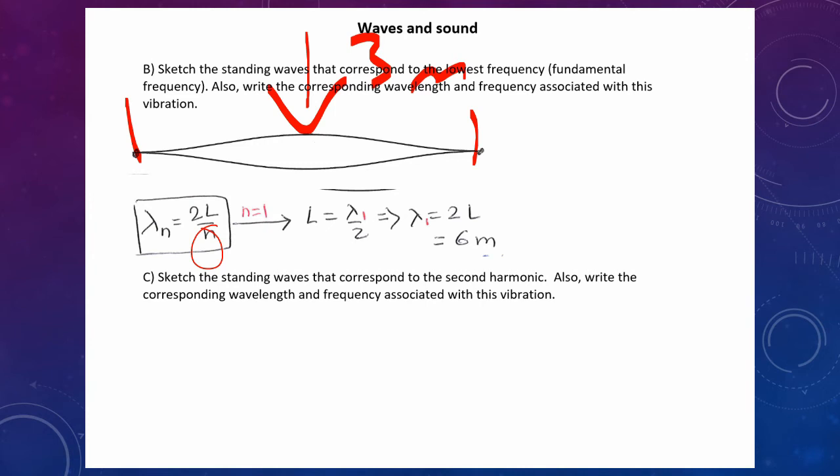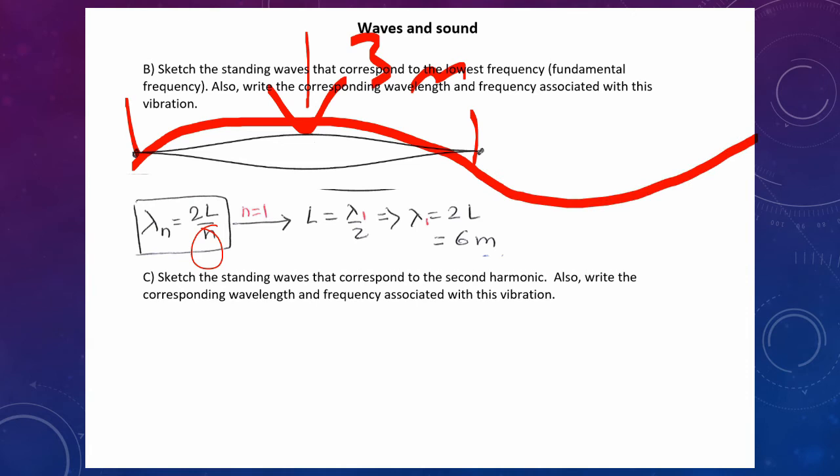If you try and follow this wavelength, you go up, but then the wavelength has to go back up like that after it goes down. The entire wavelength is twice the length of the string. And so we see that the wavelength does make sense that it would be 6.